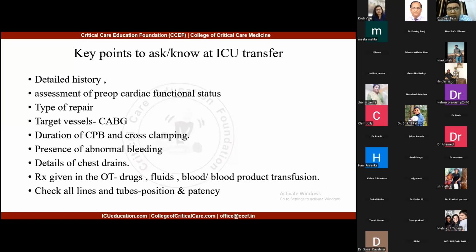The presence of any abnormal bleeding, details of any chest drains, how much drain output there is by the time the patient has been transferred to the ICU. Treatment given in the OT, like drugs which have been given, fluids, blood products which have been transfused in the OT, that must be taken over properly by the ICU team from the cardiac anesthetist. And an important thing is to check all lines and tubes, positions, patency and everything. And do not forget to examine your patient. Whenever you receive a cardiac surgical patient, you need to remember all these things. And again, do not forget to examine your patient.